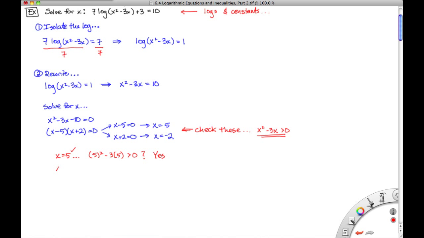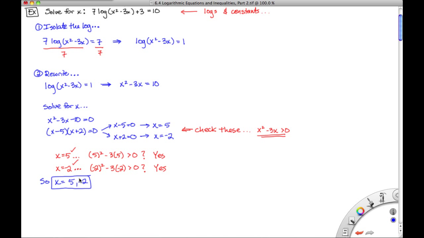And then we're also going to want to check x equals negative 2. So we'd take negative 2, we'd square it, which would give us 4, and we'd subtract 3 times negative 2, which would just be like adding 6. So this is also going to give us a positive number. So it turns out that both of these are actually solutions. So we can conclude that x is equal to 5 and minus 2 as an answer to this one. So we solved it and then we checked it.